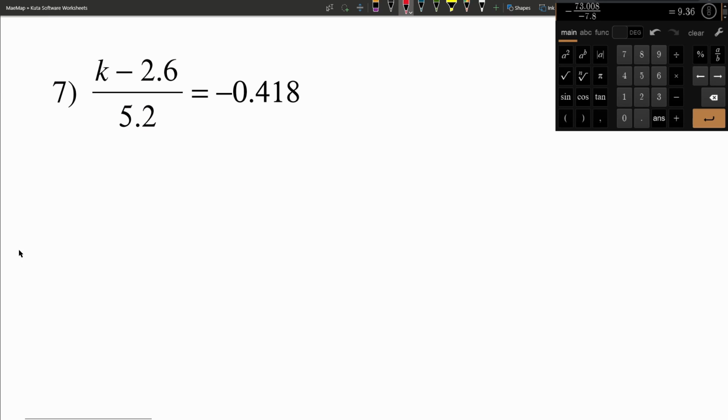Moving right along to number 7, our variable, our unknown, is in the numerator of some fraction. So we can envision this as parentheses in that numerator. So doing the reverse of order of operations, PEMDAS, parentheses is first, so we're going to deal with that last in the case of solving. So I'm going to start by multiplying by 5.2 to both sides of my equation.